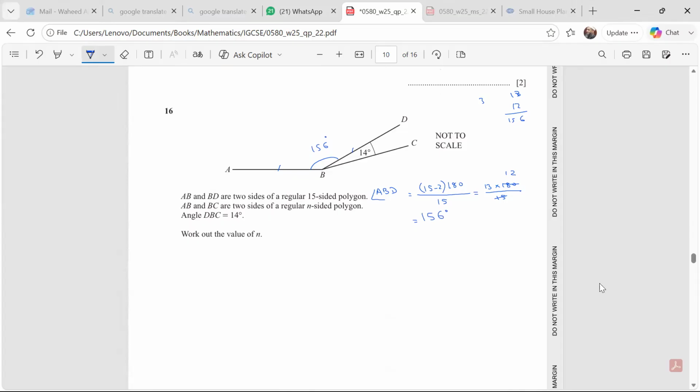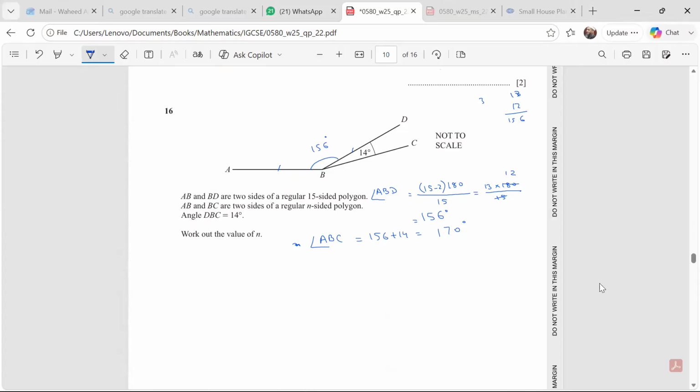If I add 14 to it, so the measure of angle ABC. Now look at the bigger angle. ABC is 156 plus 14, which comes out to be 170 degrees, right? Now how many sided polygon is that going to be?